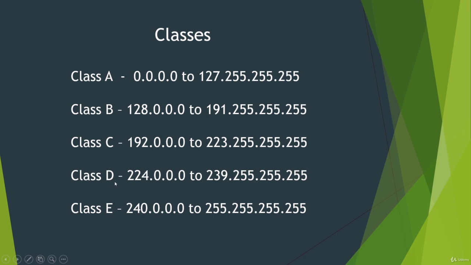And class D IP addresses are used for multicast purposes. Multicast means sending data from one computer to many computers. And class E IP addresses are reserved for future use. So we will be mainly concentrating on class C and class A, because class A is used for organizations and class C is by default used by homes.